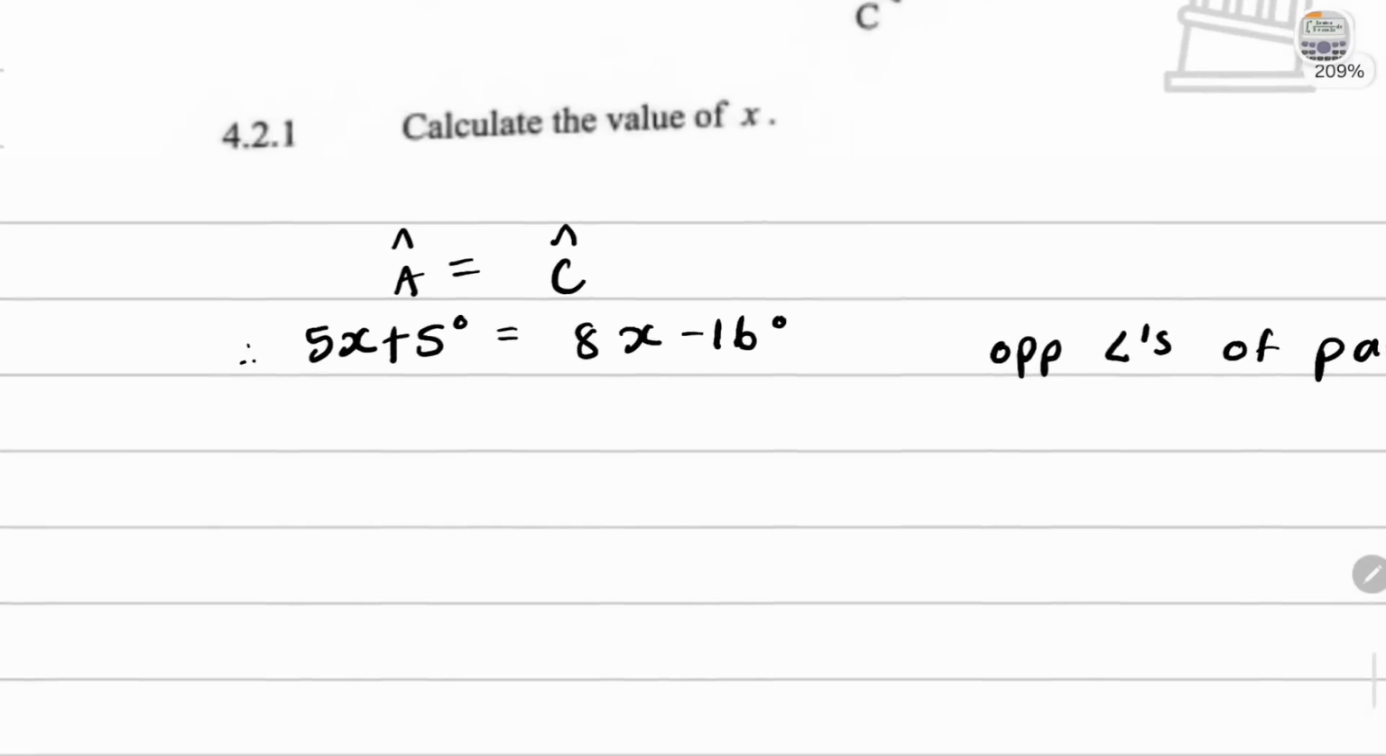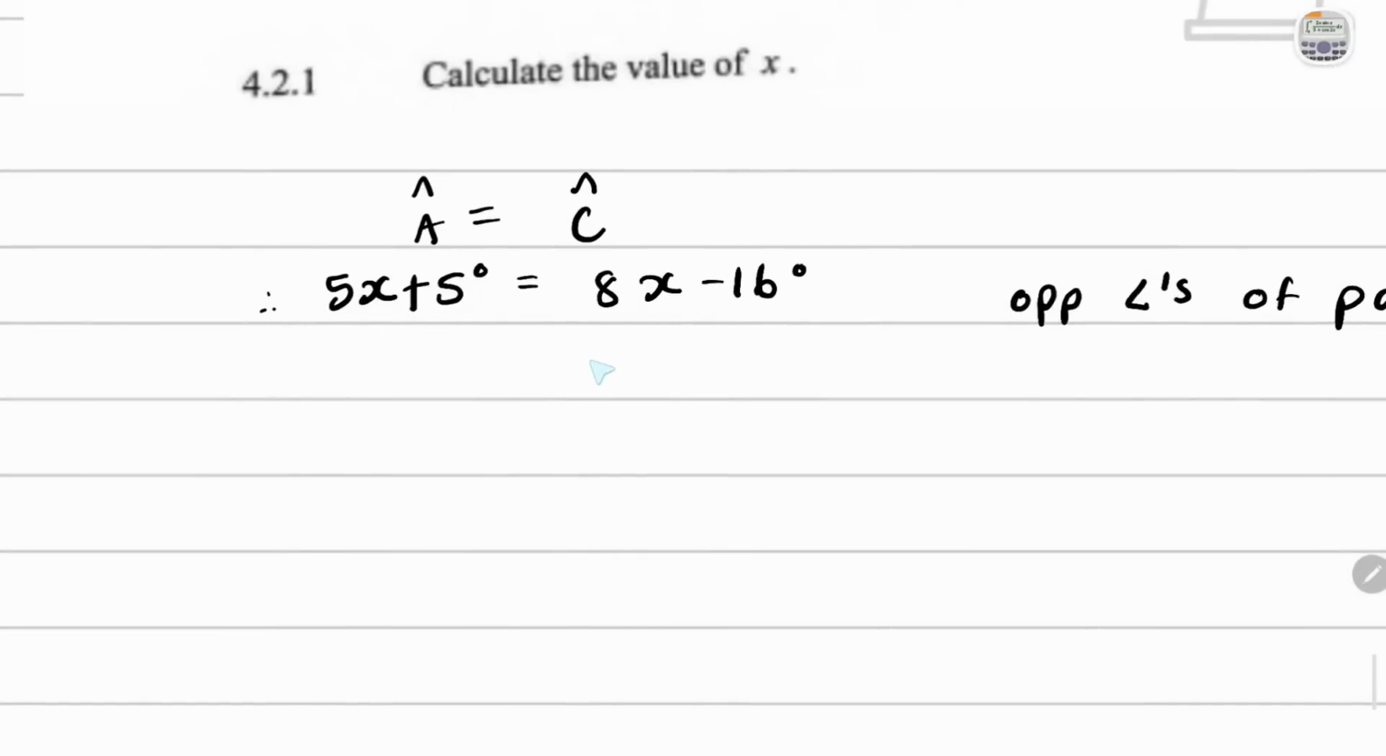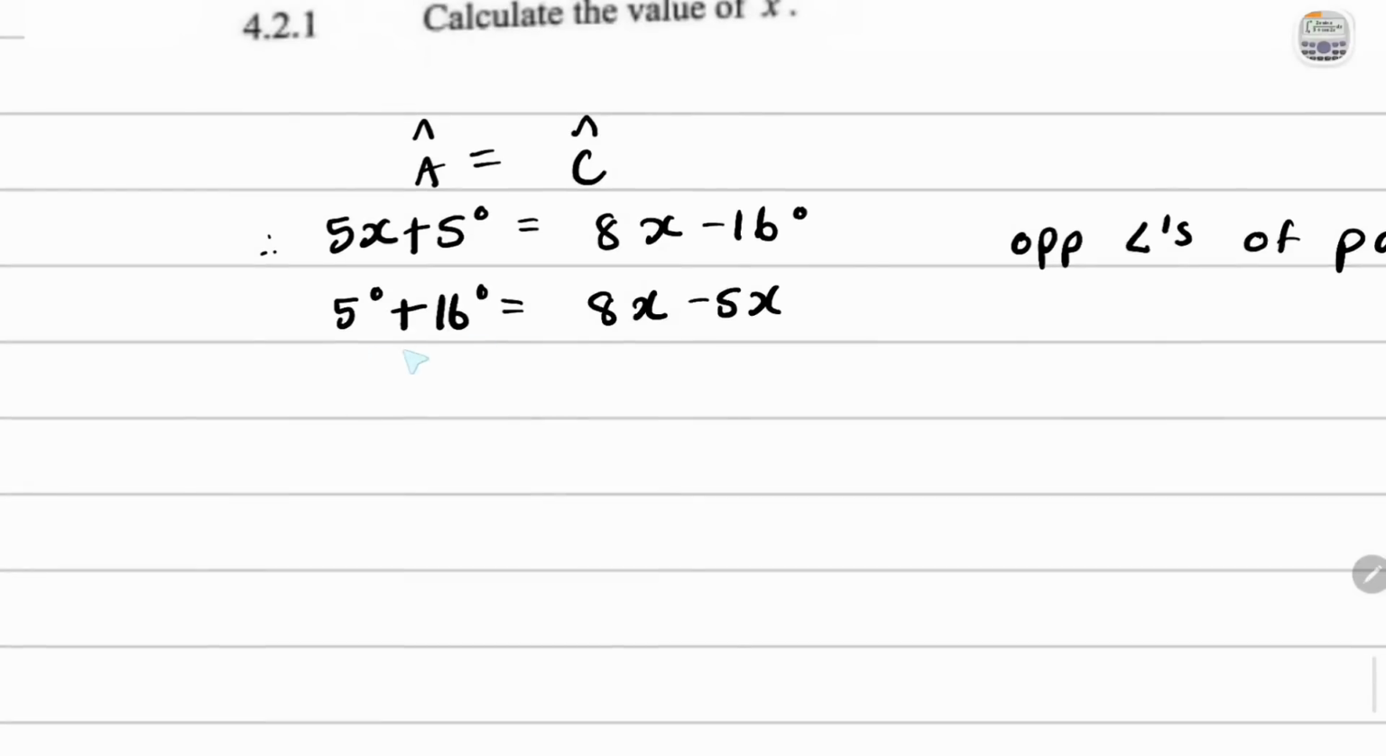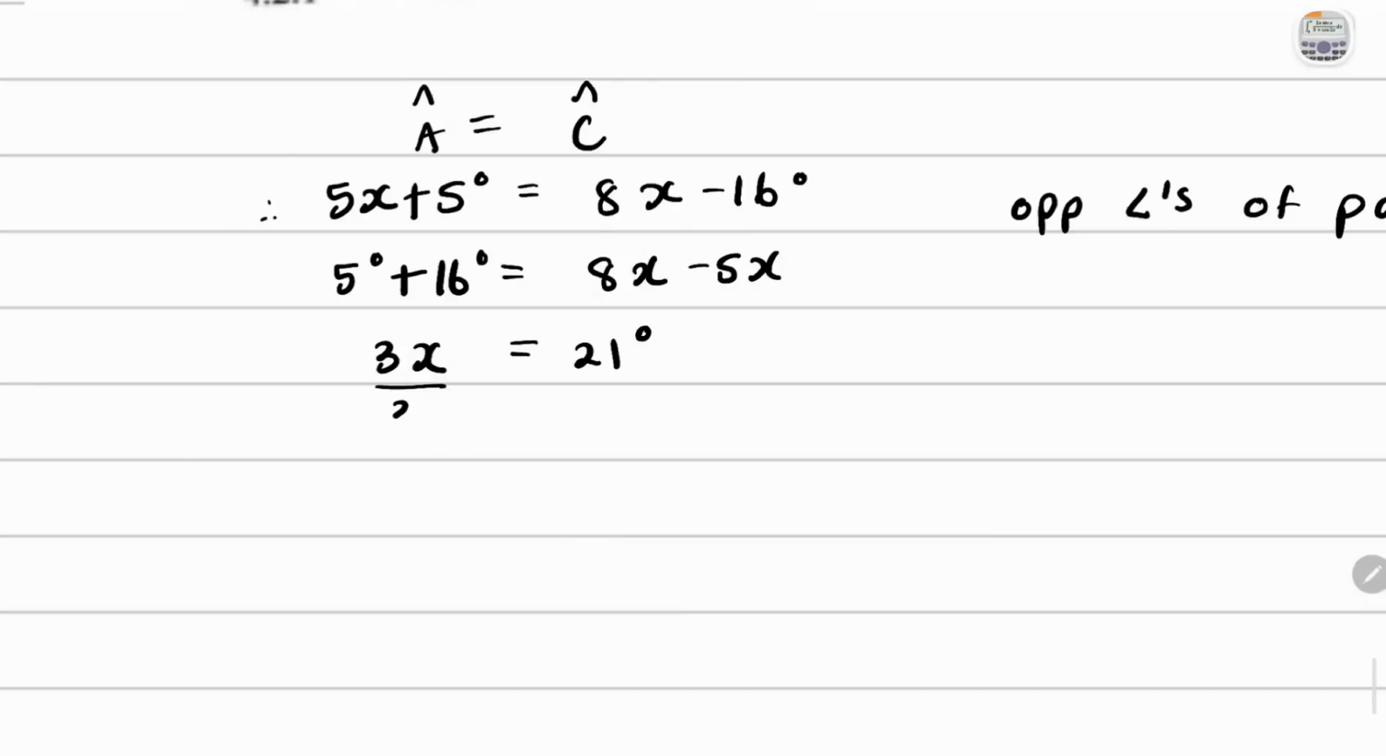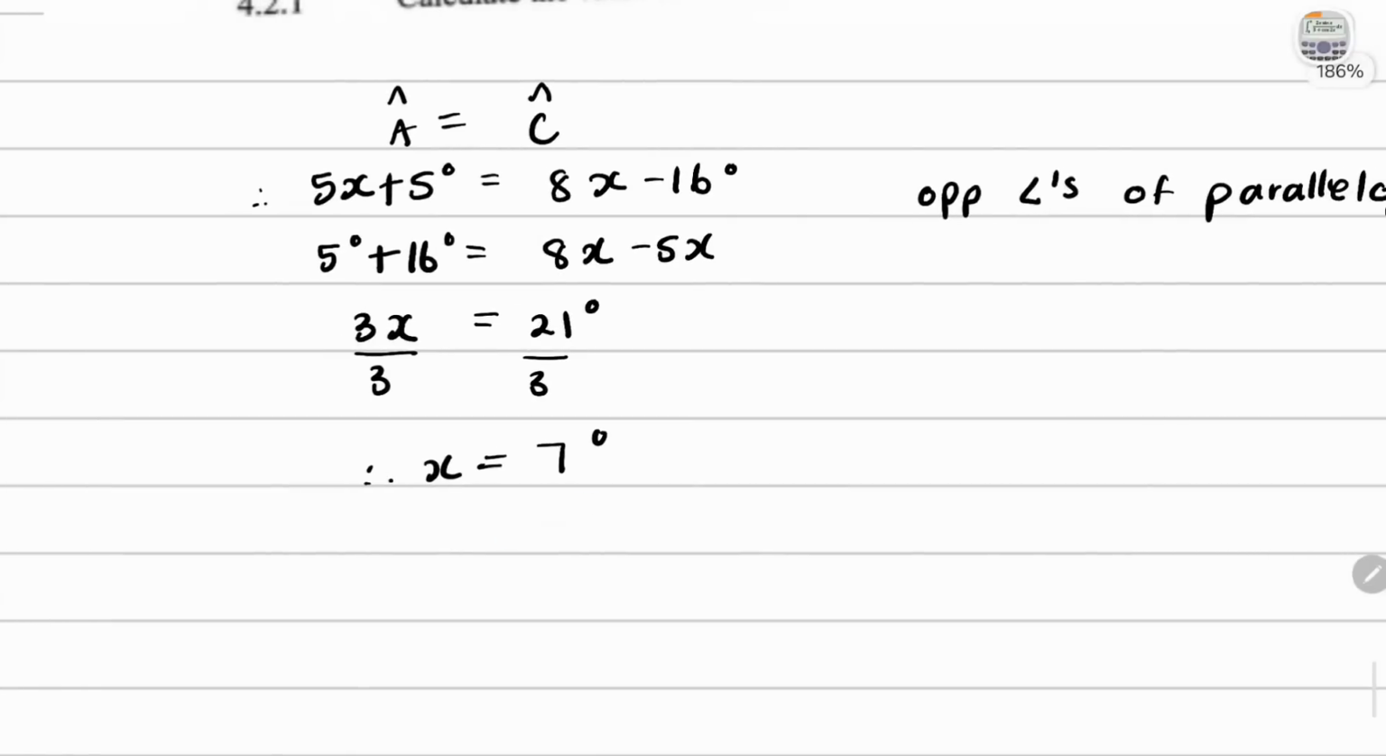And we can go ahead and solve for x. You can take the 5x over: 8x minus 5x is equal to, and you still have 5 degrees here, and take that over, and it becomes positive 16 degrees. Now when you add those together, they give you 21 degrees, and that gives you 3x. So 3x is equal to 21 degrees, and then divide both sides by 3 to solve for x. Therefore, x is equal to 7 degrees. And that's the value of x.